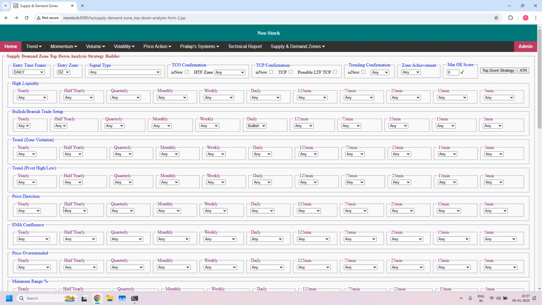I think some mistake I made. Did I not? I did not. I'm sorry, please ignore the report. I have to set zone achievement. I have to include minimum odd enhancer score. So in the pierced zone explanation, I forgot this point. You have to filter based on zone achievement and minimum odd enhancer score.